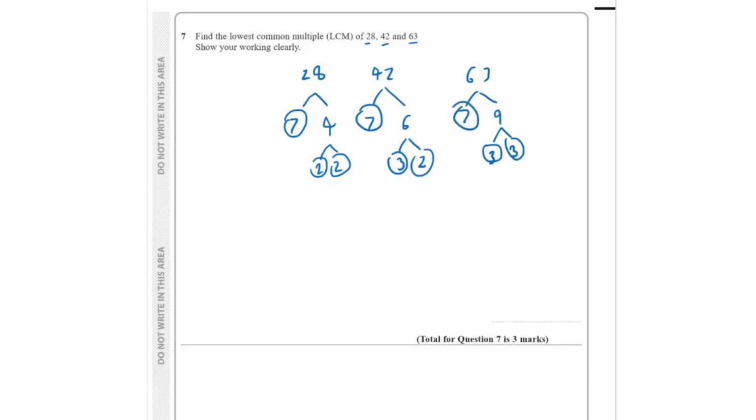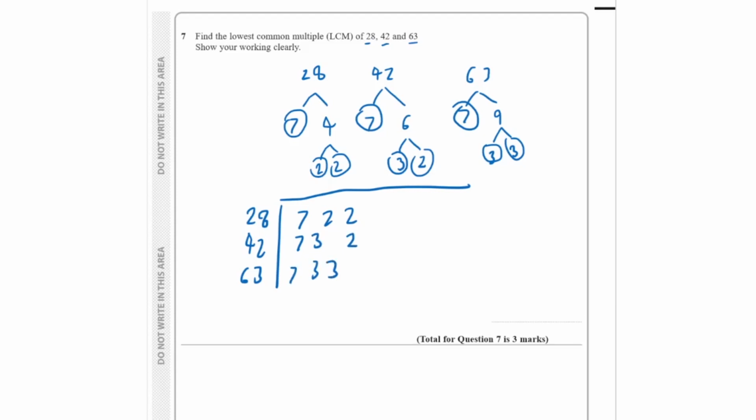And when dealing with LCM, we can write them vertically like this: 28, 42, and 63. For 28, we have 7, 2, and 2. For 42, we have 7, 3, and 2. For 63, we have 7, 3, and 3.